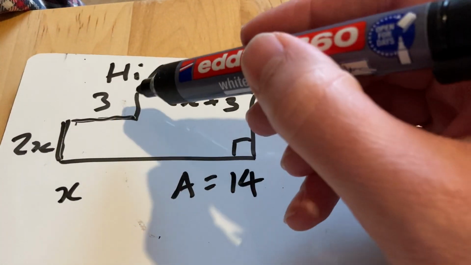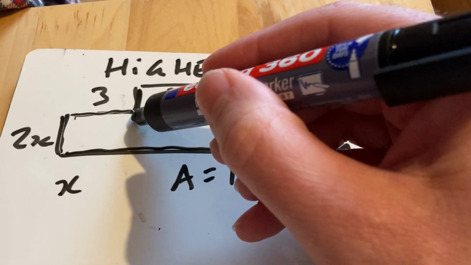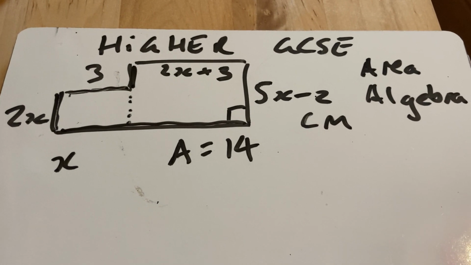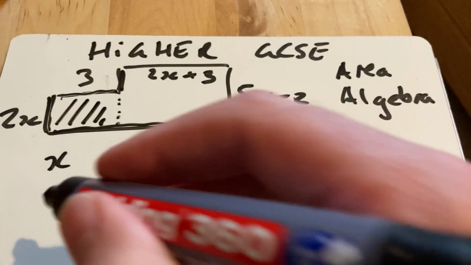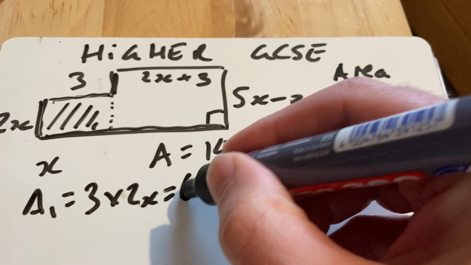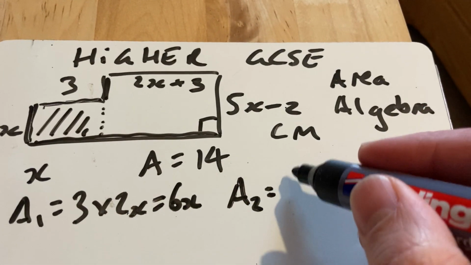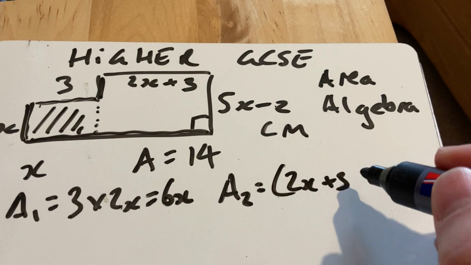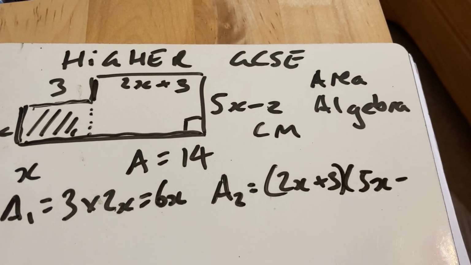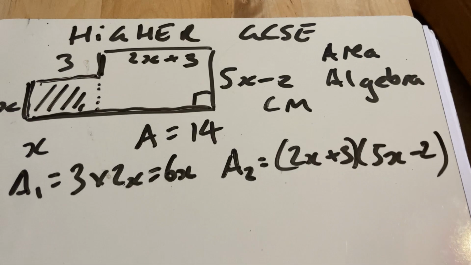Now, normally I'd work out the missing sides, but in this case, because it's a compound shape, I'm just going to split it there, and then I don't even need to work out those missing sides, because I have area 1 over here, which is just 3 times 2x, which is 6x, and then I have area 2 over here, which is this bracket 2x plus 3 times 5x minus 2. And I know that the sum of those two is going to equal 14.